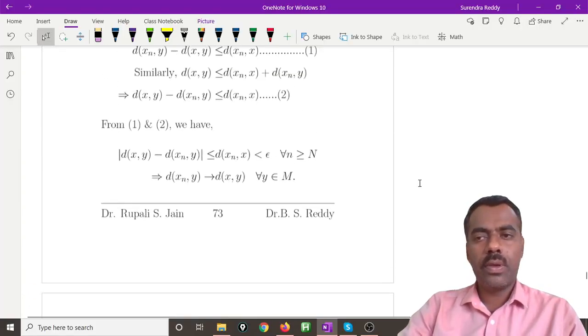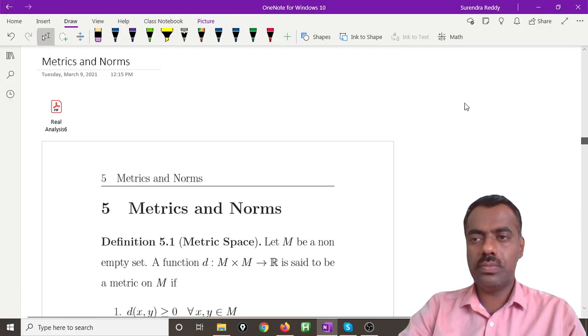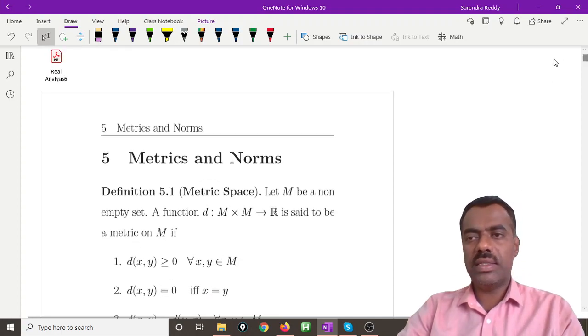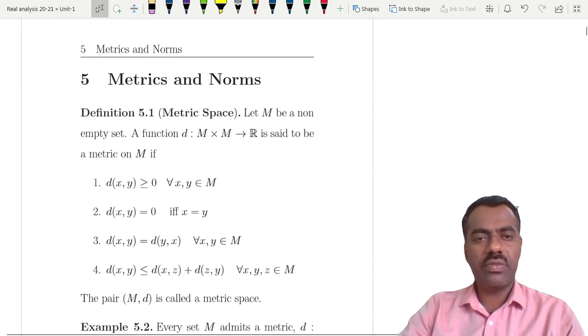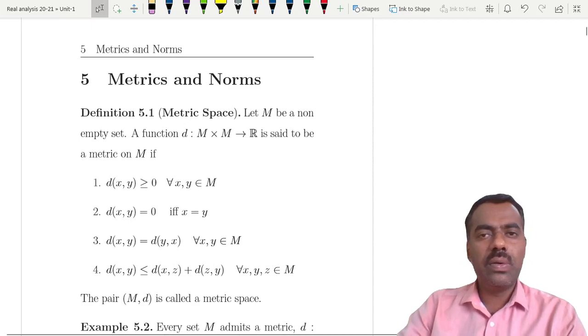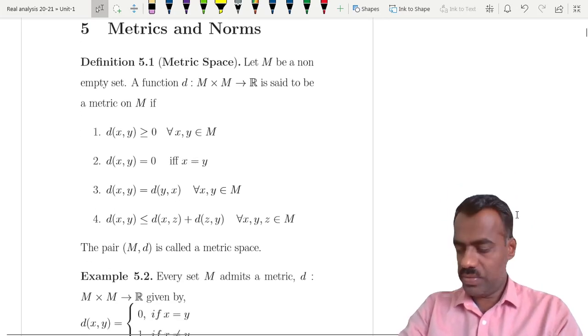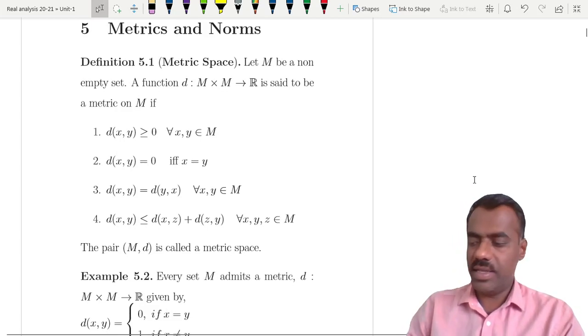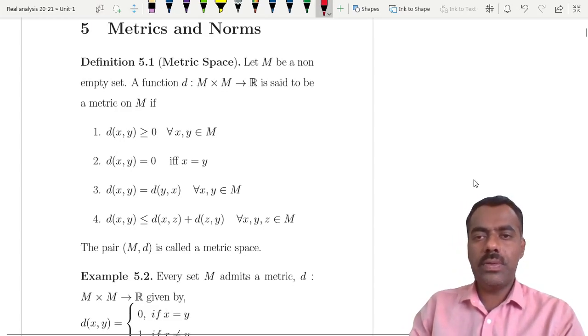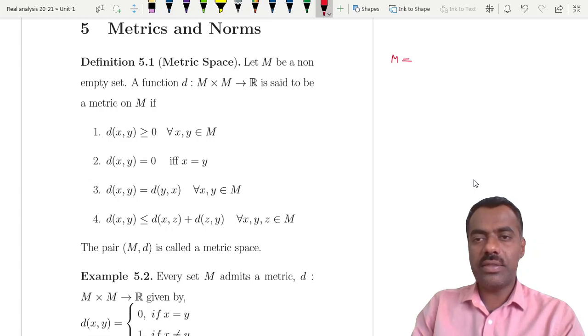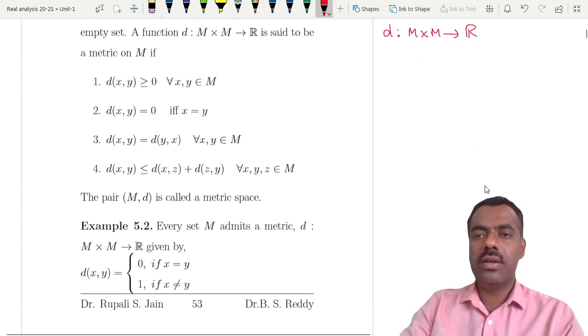Okay, so we'll start with the definition of what is meant by a metric. We all know that a metric, which we have seen already in the reals, is a distance. So you take M, which is any non-empty set, then a function from M cross M to R is said to be a metric if the following conditions are satisfied.